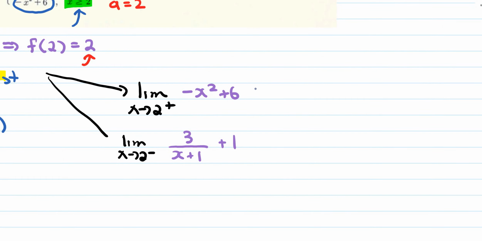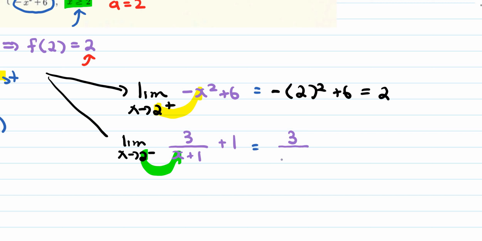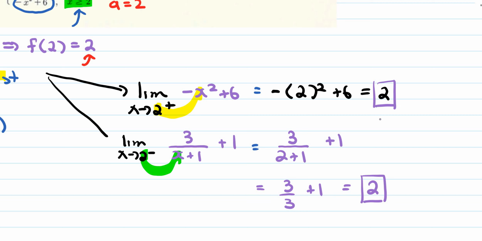How do I solve these two limit problems? We solve them by using direct substitution. I take my 2 and plug that in. We just did this calculation: negative 2 squared plus 6, which equals 2. Then if I plug the 2 into the other function, we get 3 over 2 plus 1, plus 1, which is 3 over 3 plus 1, which gives me 1 plus 1, which is 2. So it turns out that the left-hand limit and the right-hand limit are equal.